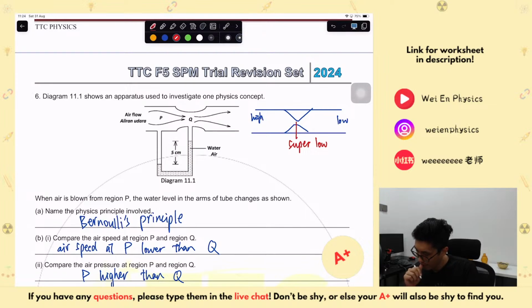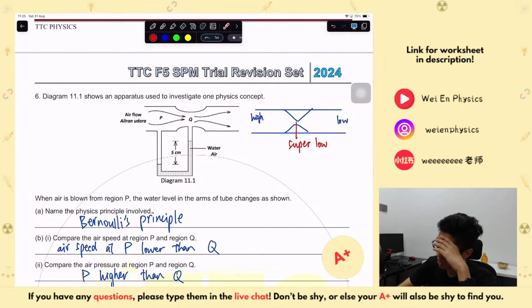High speed, low speed. High pressure, airflow from high to low speed, high pressure to low pressure. Hang on, just let me think about this first. There's a problem here. High pressure to low pressure. Yeah, correct. Nothing wrong. Airflow from high pressure to low pressure. Yes. So this will be fast. This is super low pressure.